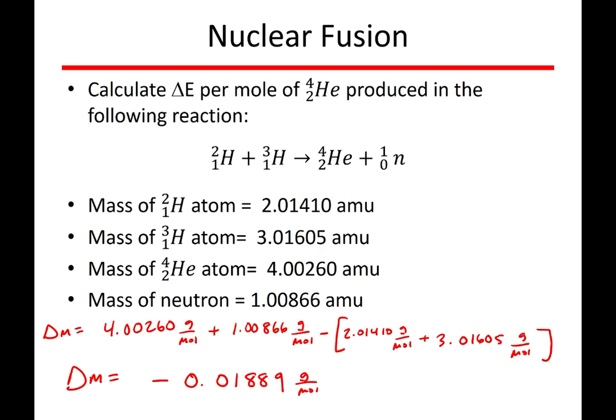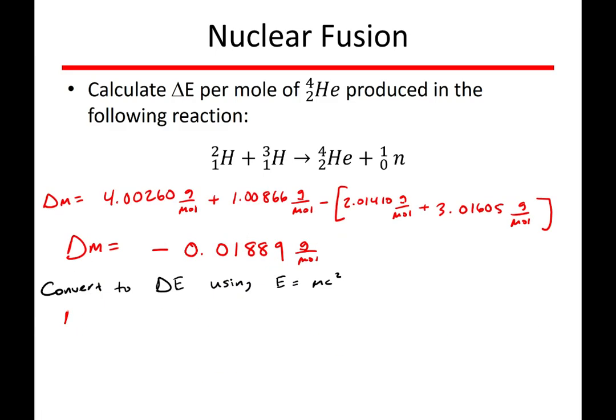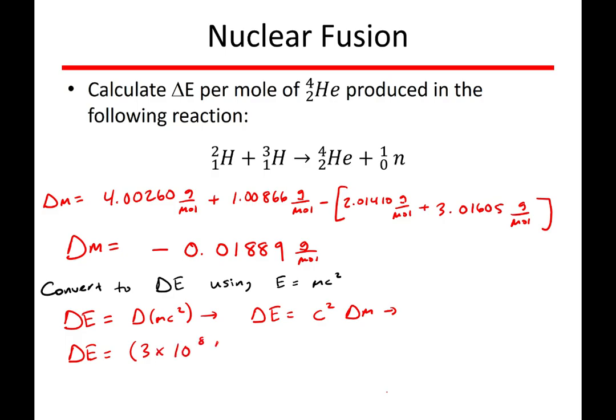I'm going to move things up a little bit here and now convert the delta M into a delta E using E equals mc squared. All right, and so our delta E is going to be equal to delta m c squared, or that is to say delta E equals c squared times delta M. The delta E is equal to the speed of light, 3 times 10 to the 8th meters per second, squared, times the delta M of negative 0.01889 grams per mole. And once again, don't forget that since we're trying to put things into joules, we have to make sure that mass is in units of kilograms.